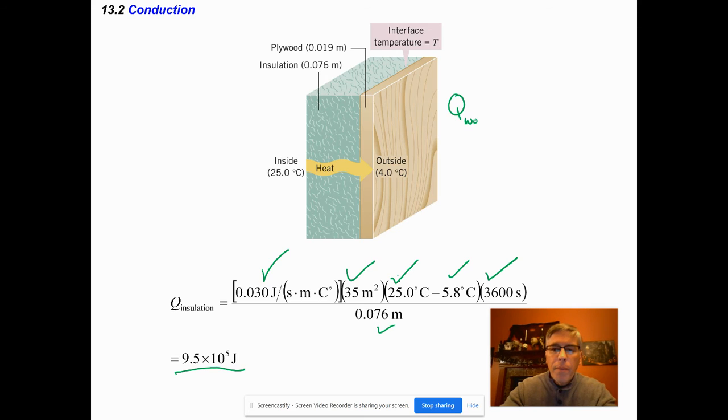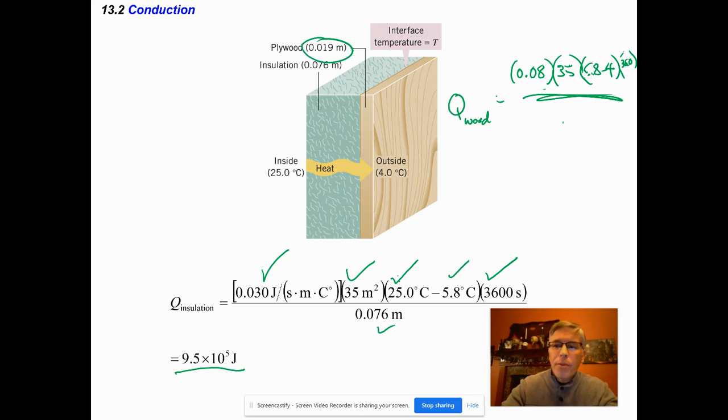In other words, I could put in its thermal conductivity of 0.08. It's also 35 square meters. It actually is going to go from 5.8 to 4. But it's still also going to do this for 3,600 seconds, run out of space over here, and then divide by the thickness of that plywood, which was 0.019. And when you do that, you should actually get the same answer for it.